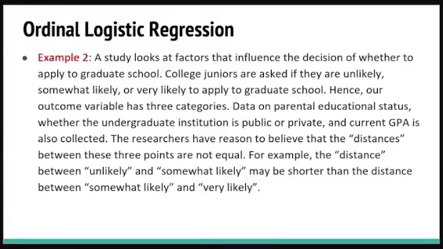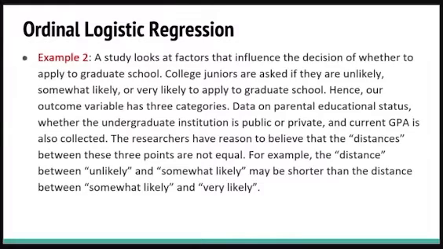Now, hence, our outcome variable has 3 categories, of course, as you can see. So data on the parental education status, that's one of the key explanatory variables to consider. Okay? Whether the undergraduate institution, where you currently are, is public or private, and your current GPA is also collected.